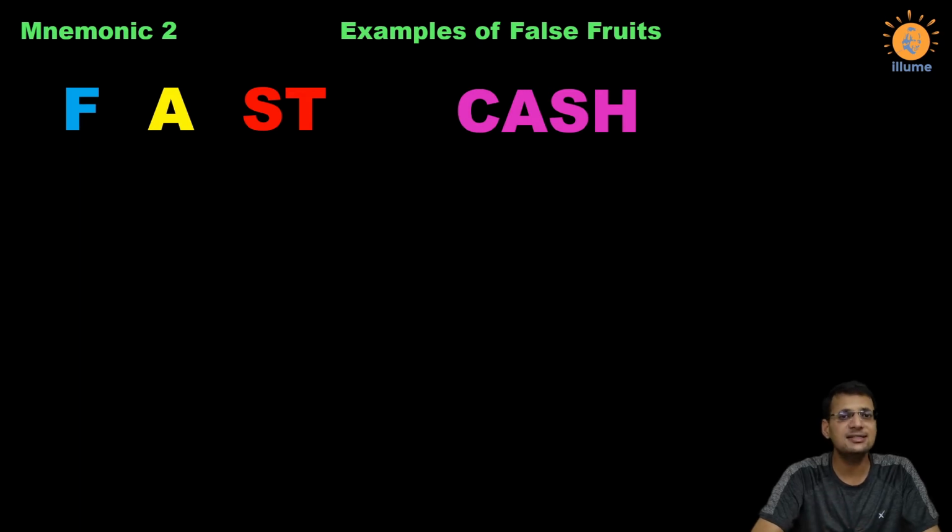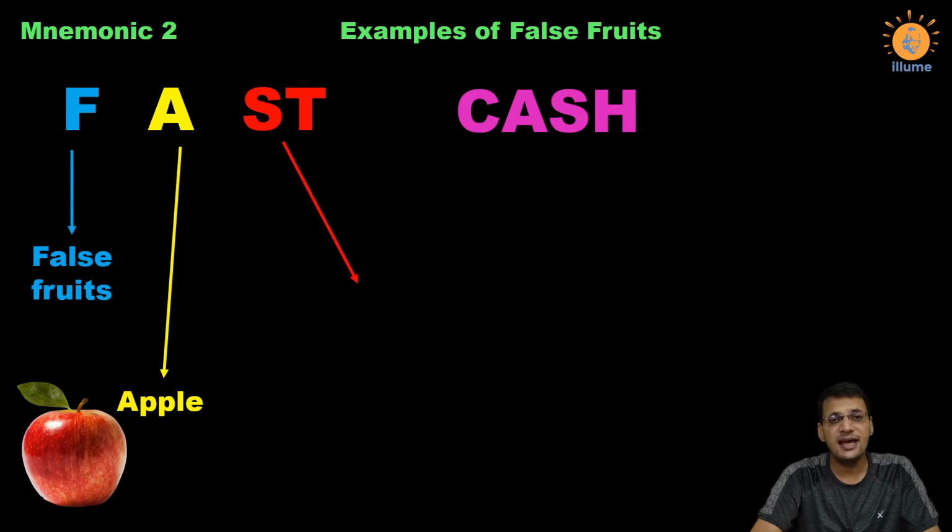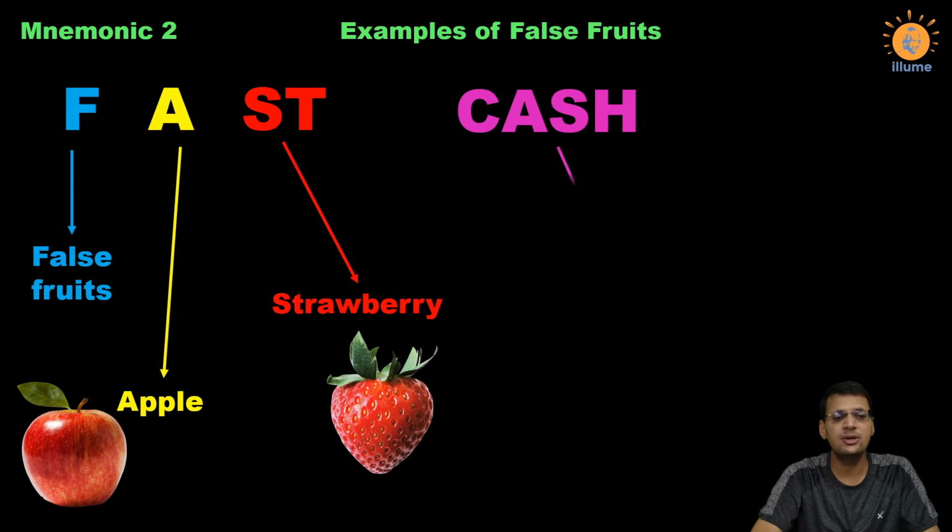The first alphabet is F, that would stand for false fruits. Next is A for apple, that we learn in lower classes. Next is ST, that would remind us about strawberry, and the last is cash. Cash would help us remember cashew. So apple, strawberry and cashew, these are 3 examples given in NCERT for false fruits, and you have to remember this because they are frequently asked in the NEET examination.